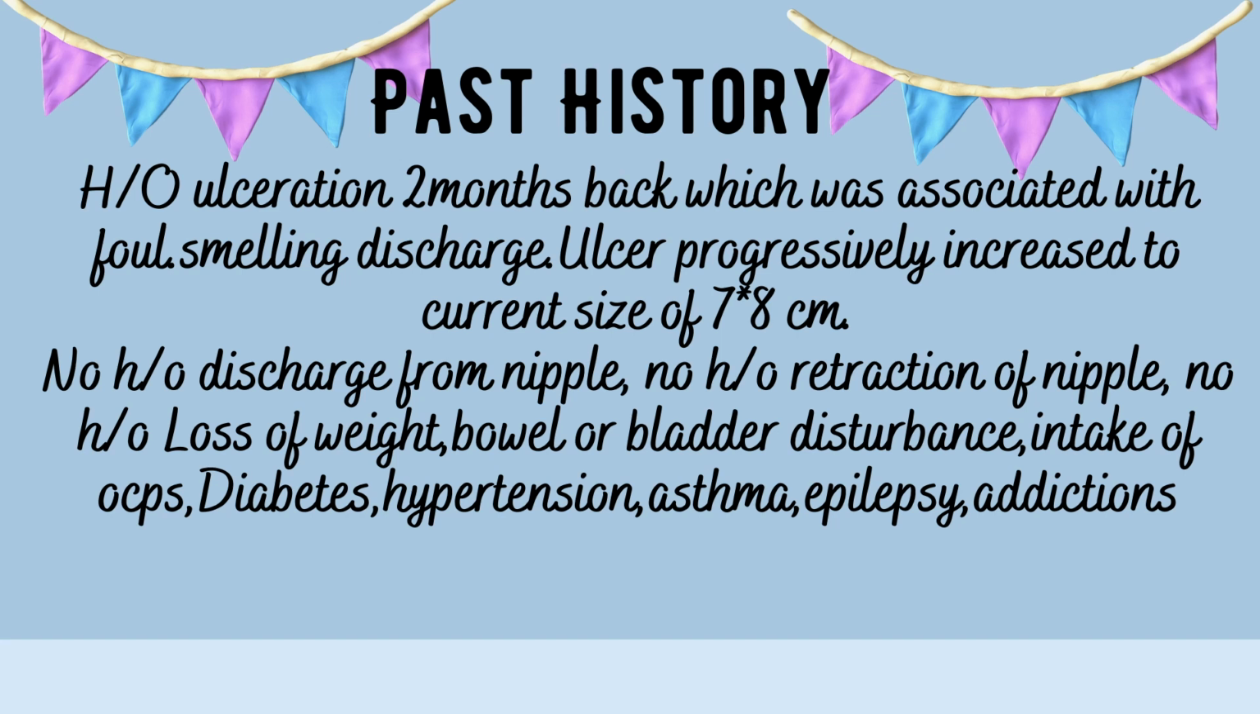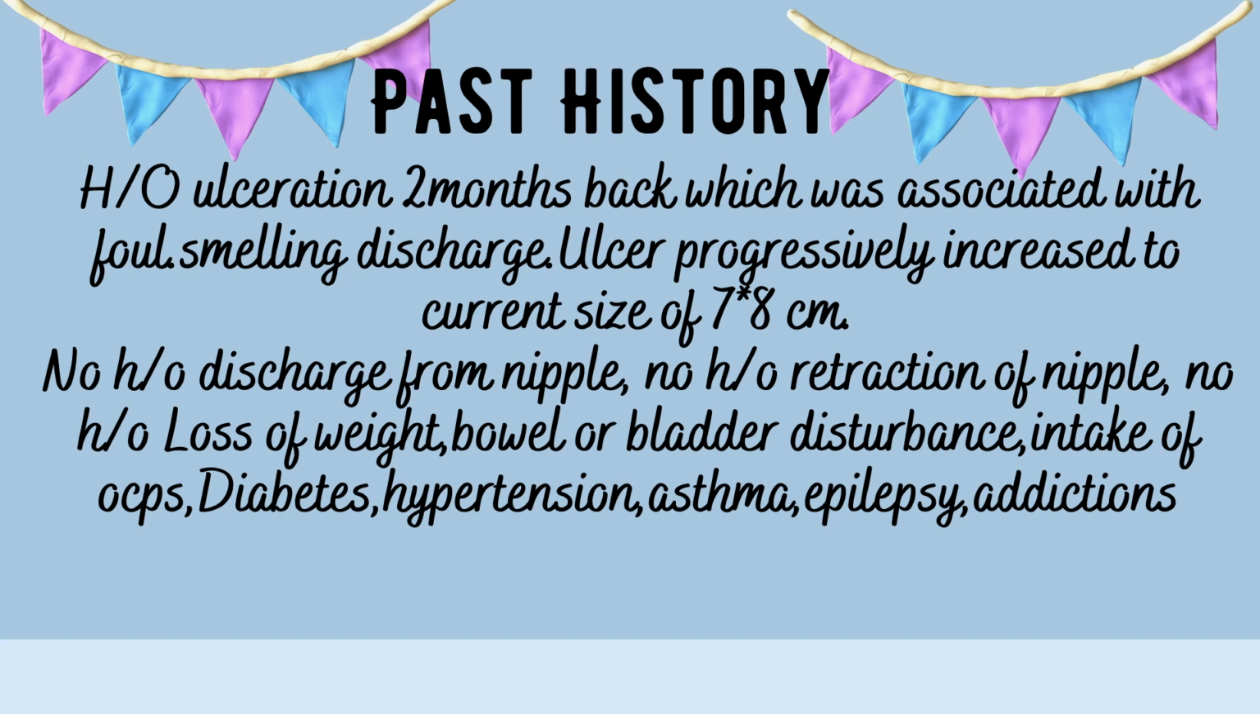Next, in the next slide, we'll write about past history. We will write history of ulceration 2 months back, which was associated with foul smelling discharge. She has pain in that ulceration and foul smelling discharge is there. The ulcer progressively increased to the current size of 7 into 8 centimeters, which means the ulcer is increasing in size. Then we'll mention whether there is any discharge from the nipple, or any history of retraction of nipple, because sometimes congenital retraction of nipple is present. So we have to check that.